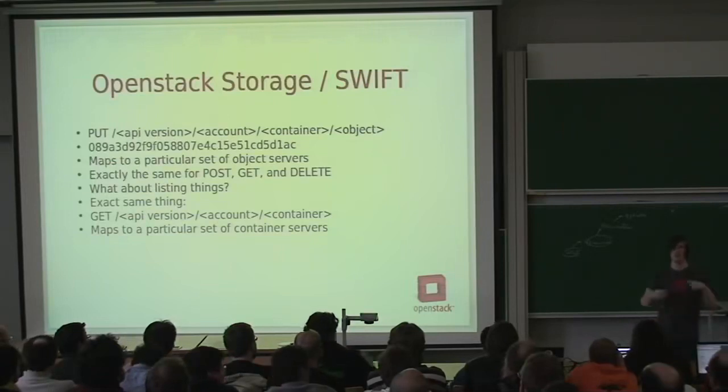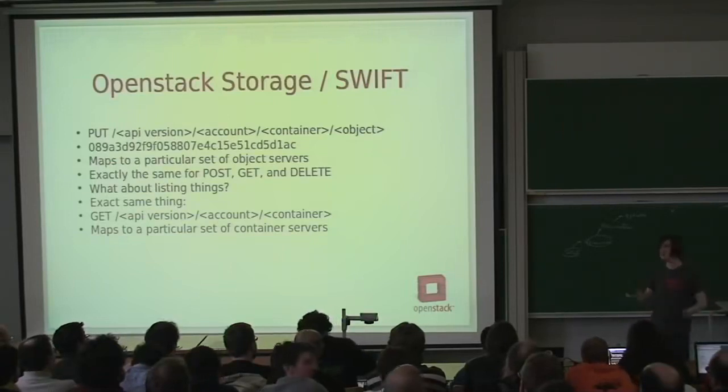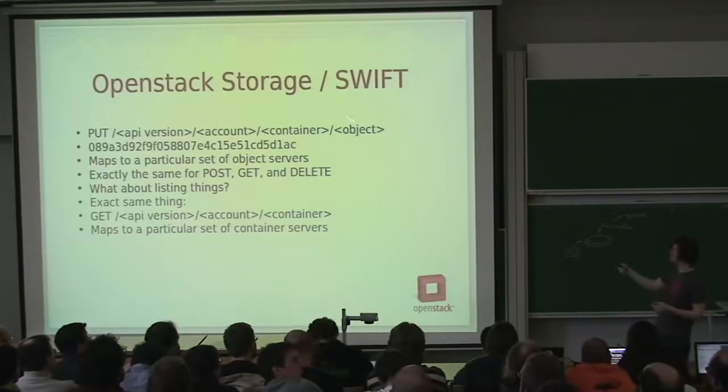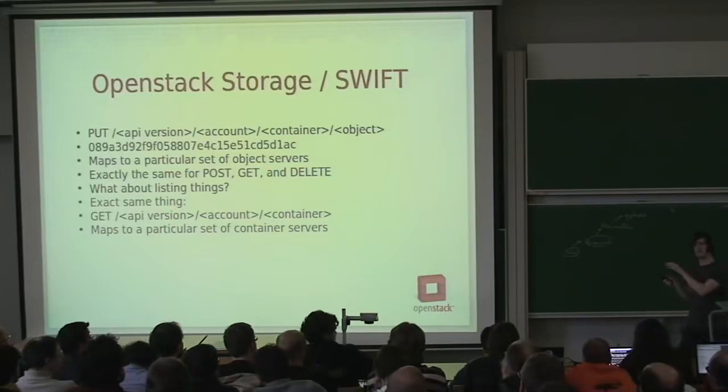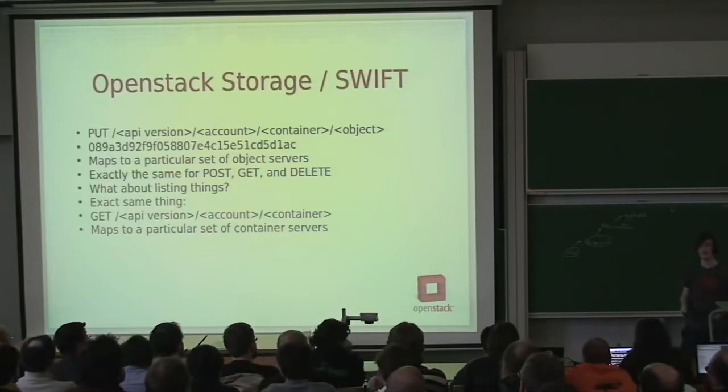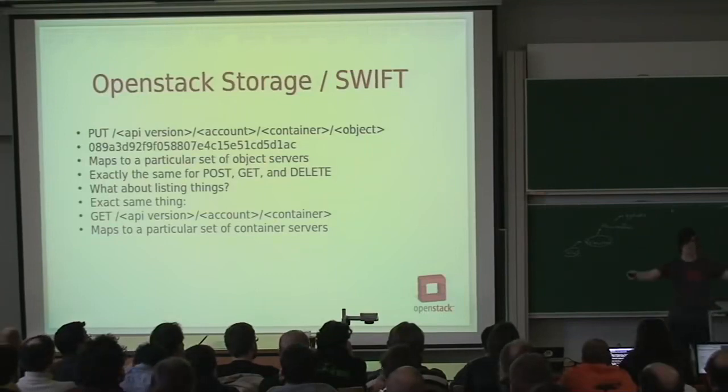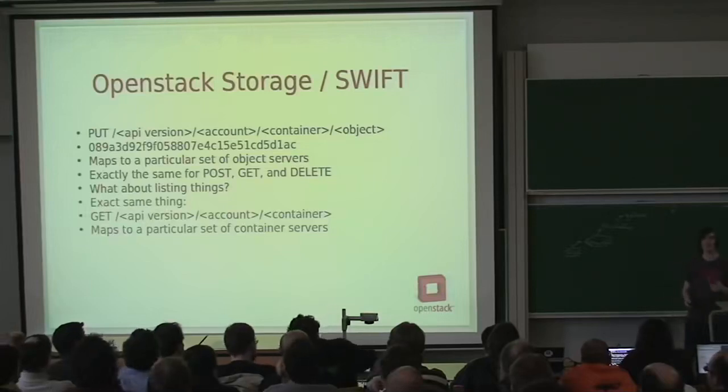Container servers are servers that do the same basic thing as the object servers that hold the actual data. But what they store instead is an SQLite database that has a list of the objects that this particular user owns, or is in this particular container, I mean. So it uses the same mechanism to distribute the state all over the place, and the same mechanism to very quickly be able to find it.